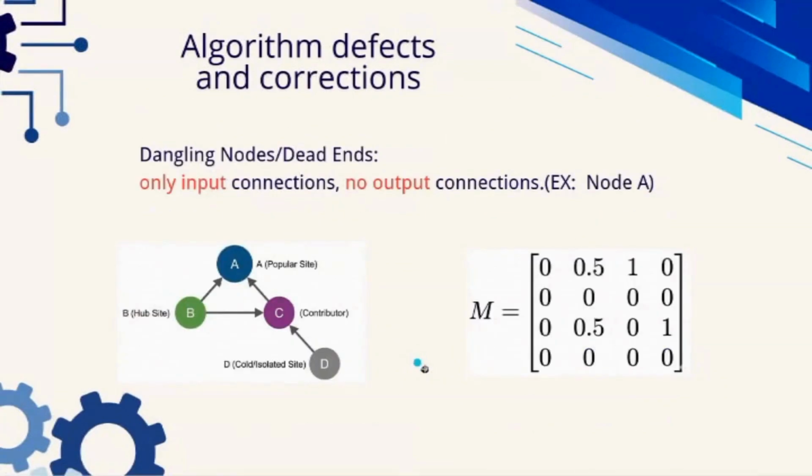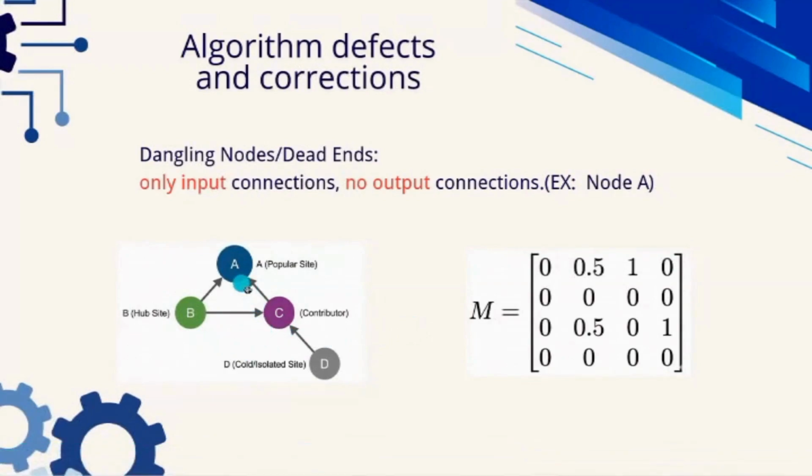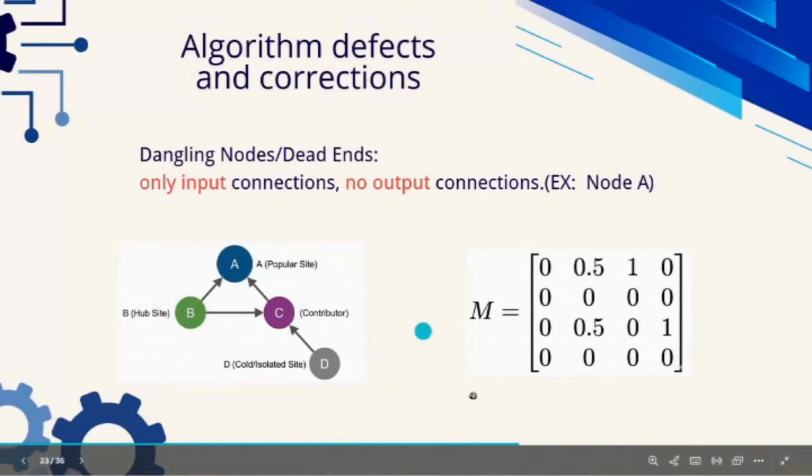The first problem is dangling nodes. A dangling node is a node with only input but no output connections. Look at the diagram. Node B and node C point to node A, but node A points to nothing. So node A is a dangling node. And with the diagram, we can get the matrix.